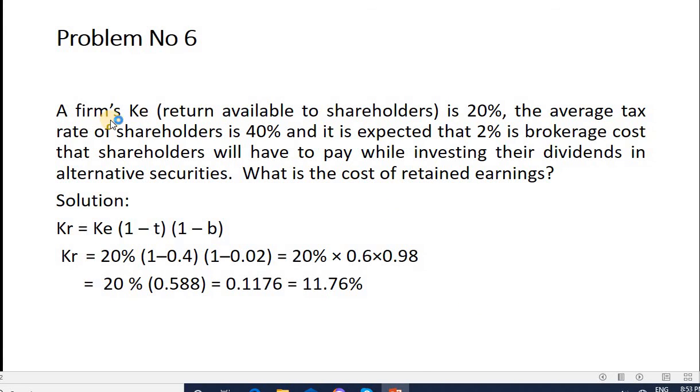Next problem is a firm's KE is 20%, the average tax rate of shareholders is 40%, and it is expected that 2% is brokerage cost that shareholders will have to pay while investing their dividend in alternative securities. What is the cost of retained earnings?